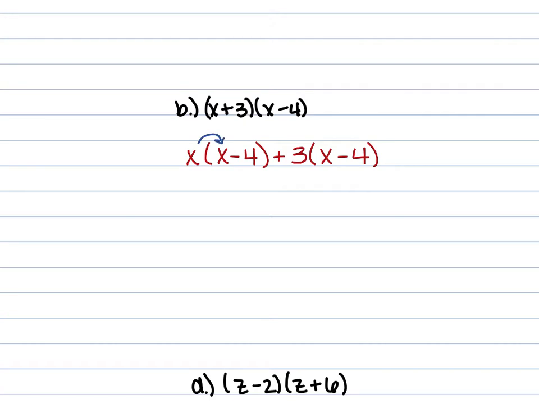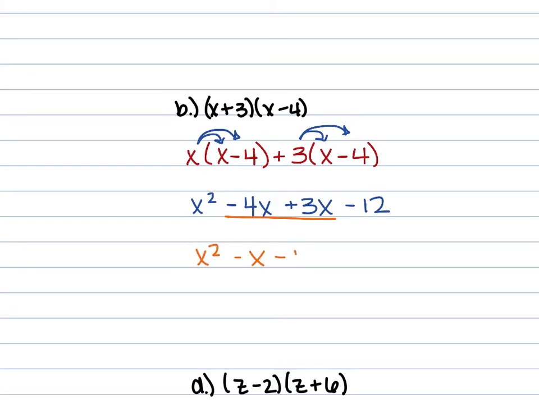So if I do the x times x, that's going to give us x squared. X times negative 4 is negative 4x. If I distribute in the 3, I'm going to have 3x. Then if I distribute it in the negative 4, I have negative 12. So from here, again, we combine like terms. That negative 4x plus 3x gives us negative x. So altogether, we have x squared minus x minus 12.